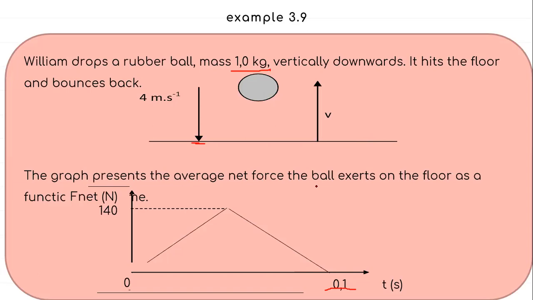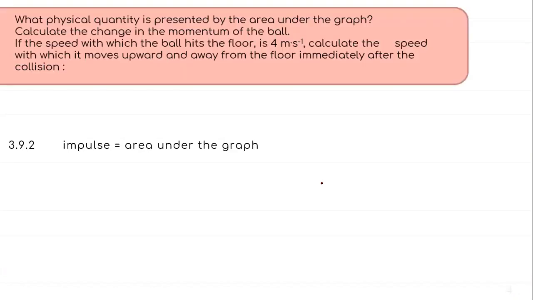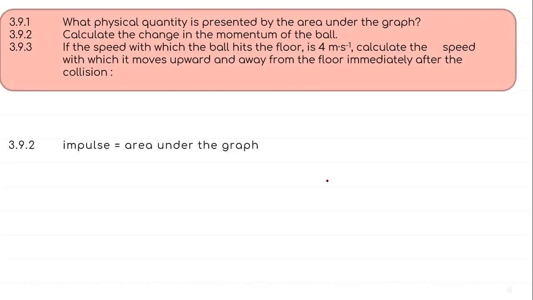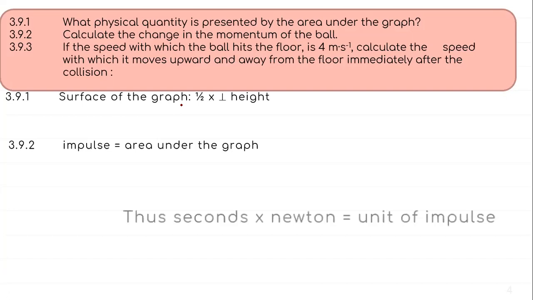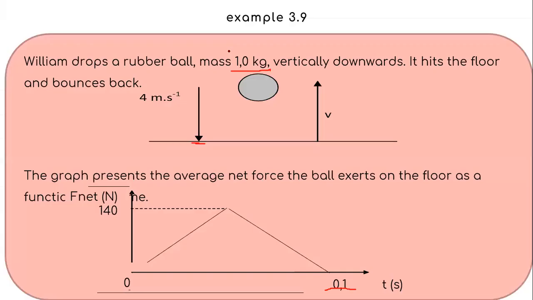Now, let us look at some of the questions that we can ask you. For question 3.9.1, we are asking: what physical quantity is represented by the area under the graph? If we want the area under the graph, then we go and check. The area under the graph is this area here altogether, and this is definitely a triangle, as you can see.